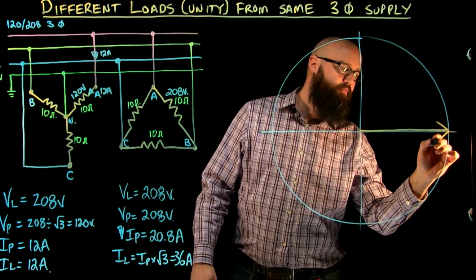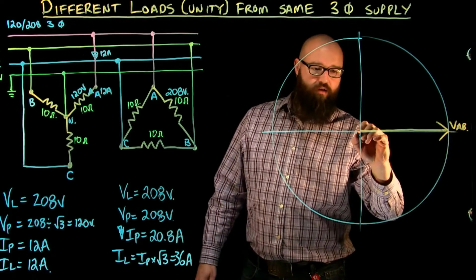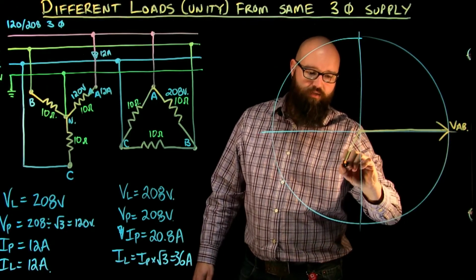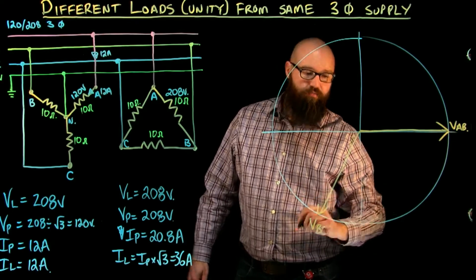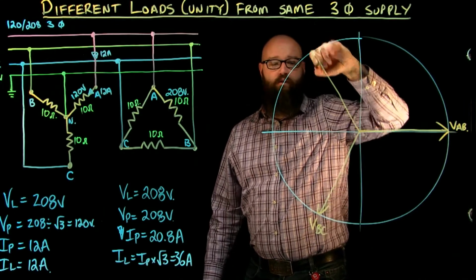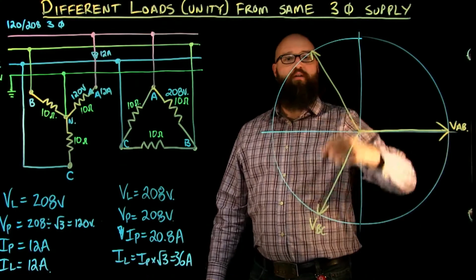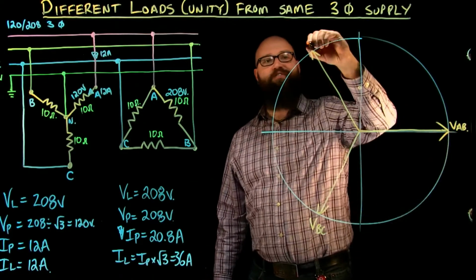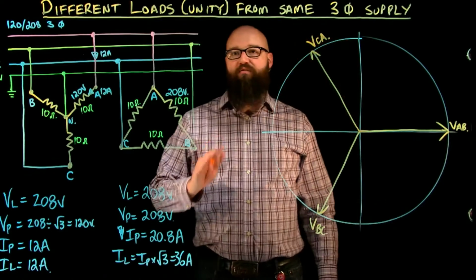Right here, there's my VAB. Down here, 120 degrees behind it, we should see VBC. And up here, either 120 degrees behind VBC, or we can say 120 degrees ahead of AB, we see VCA. There's our 3 line voltages.